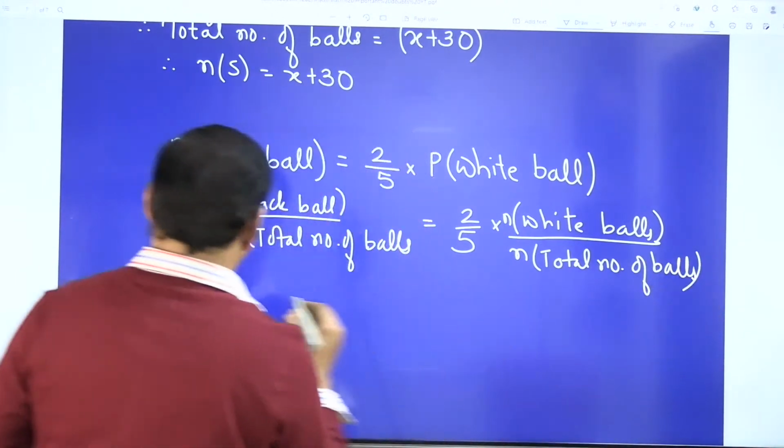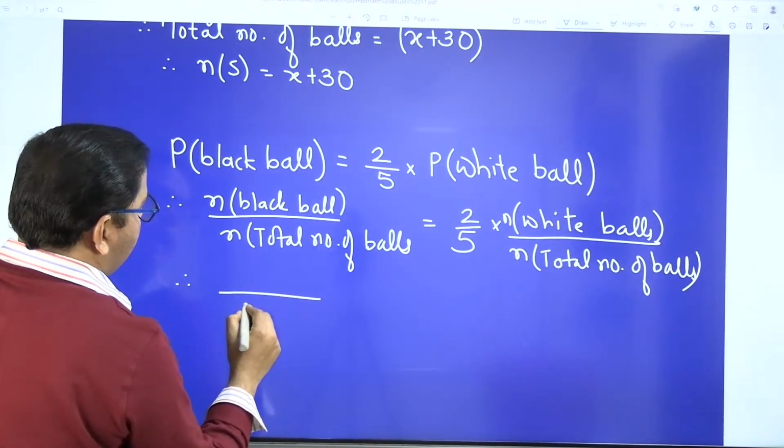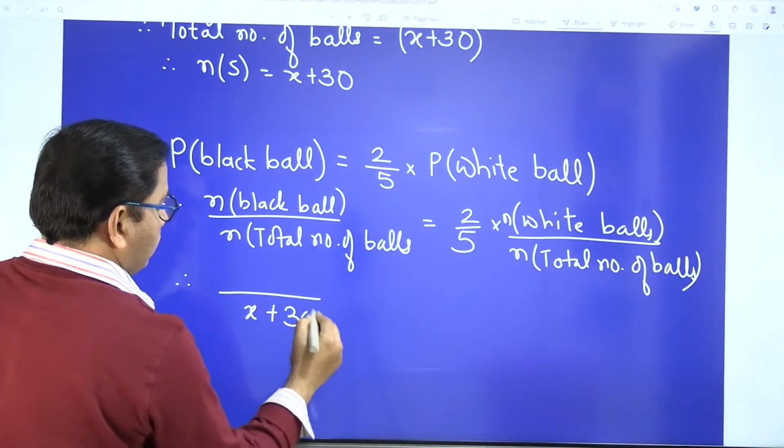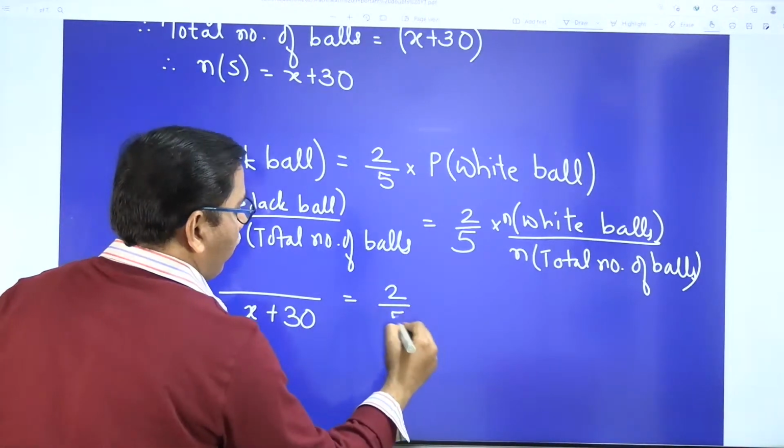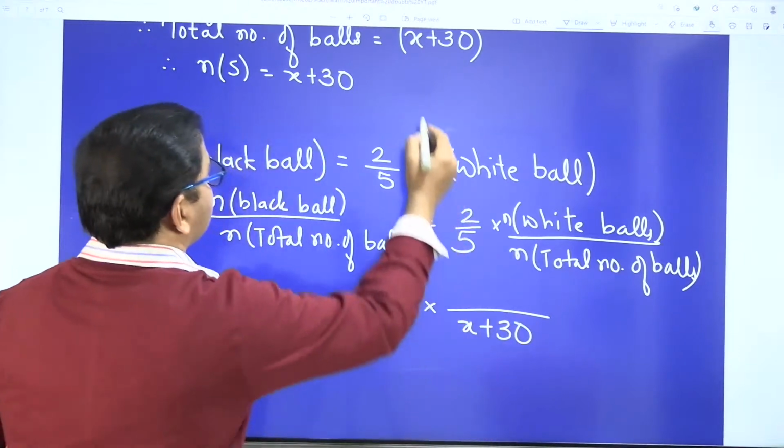So the probability of a black ball will be the number of black balls upon the total number of balls, equal to 2/5 times the number of white balls upon the total number of balls. Fine, I hope you know the formula of probability. So what will this become? The total number of balls, I know, is x plus 30.